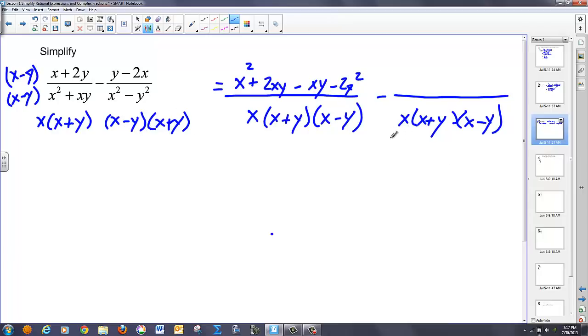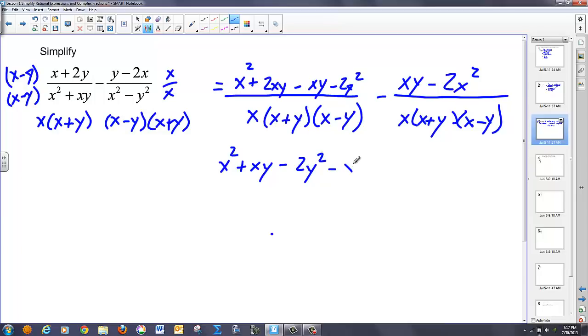I'm missing an x. So I'm going to have to multiply by the form of 1, which is x over x. It's going to give me an xy minus 2x squared. Now you'll notice I have to subtract everything in this second term. So combining, I get x squared. I'll combine the 2xy and the negative xy to a positive xy minus 2y squared.